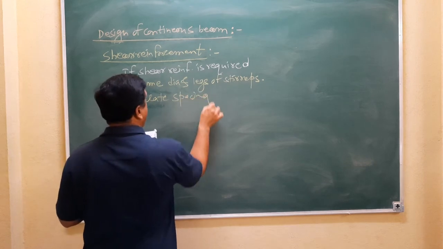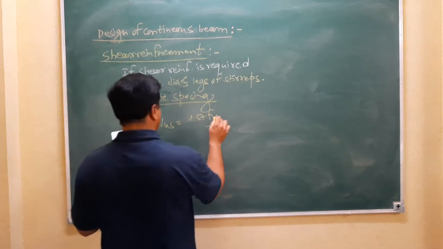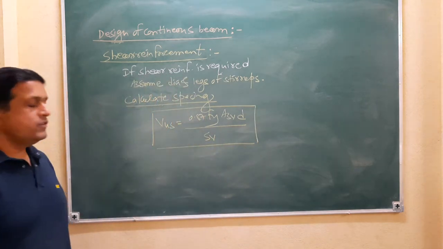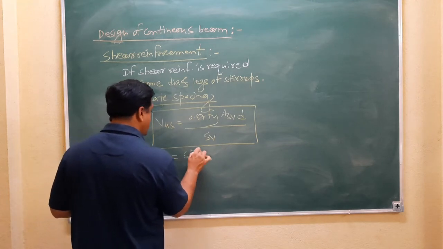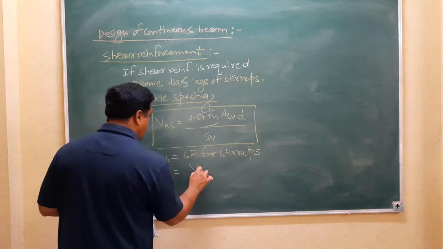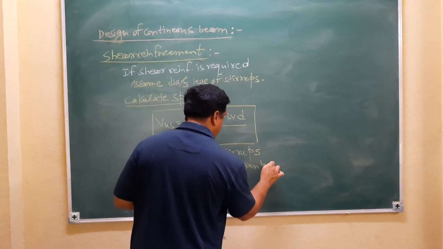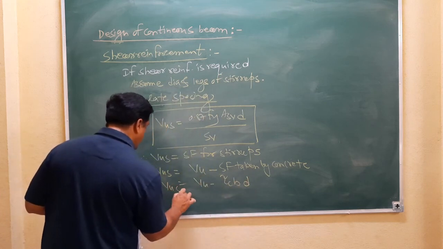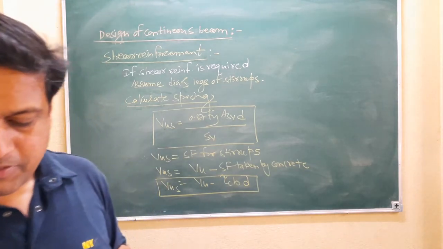Calculate spacing using the formula Vus is equal to 0.87 fy Asv into d divided by Sv. This formula is available on page number 73. So what is Vus? Vus is the shear force for the shear stirrups. How is it calculated? Vus is equal to total shear force minus shear force taken by the concrete. So it is Vu minus tau c b d. You do this small calculation, put this Vus in this place and find out the spacing Sv.